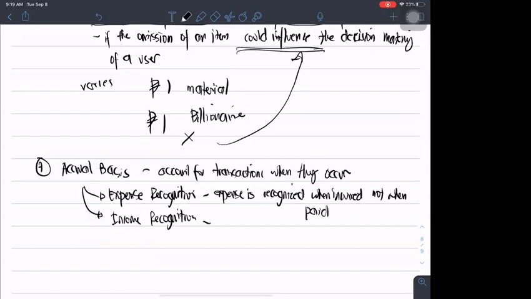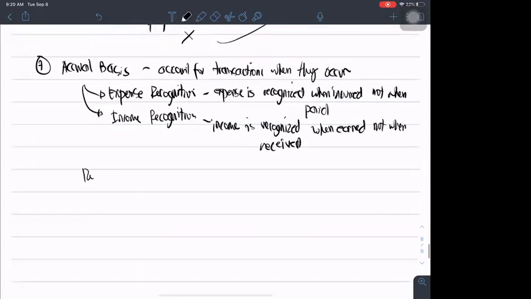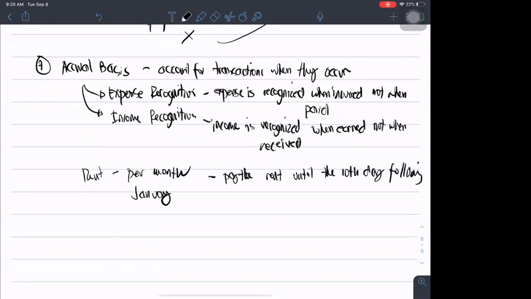Income recognition, so income is recognized when earned, not when received. So for example, we have here a rent. So your rent is per month. So let's say January. And under your contract, you will pay the rent until the 10th day following the month.